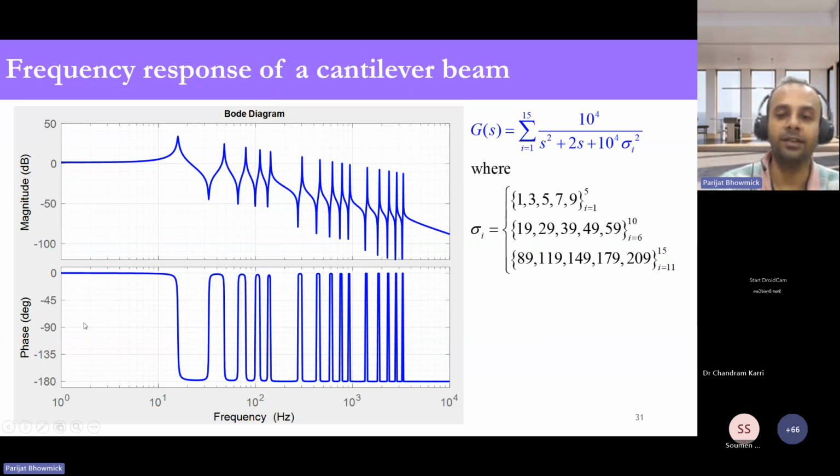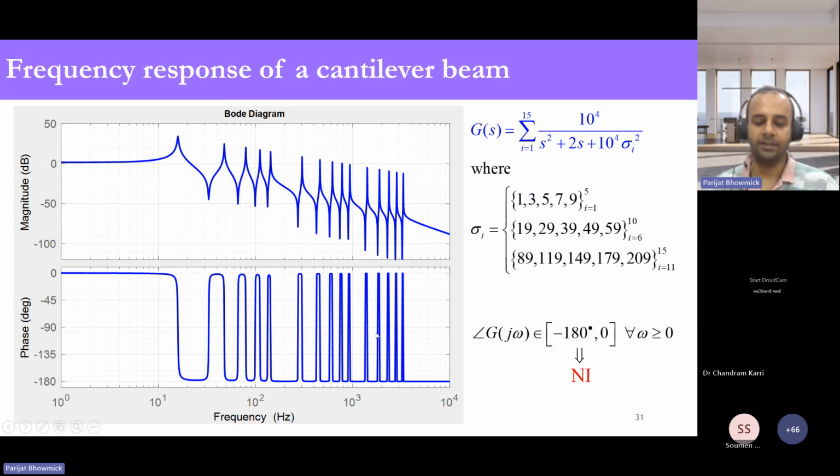And here you could easily see that, yes, the phase angle remains in the range of 0 to -180 degrees for all positive frequencies. So that proves that it's an NI system.